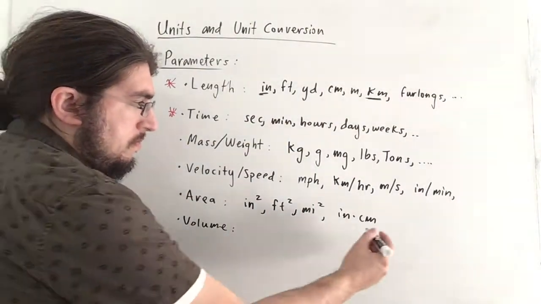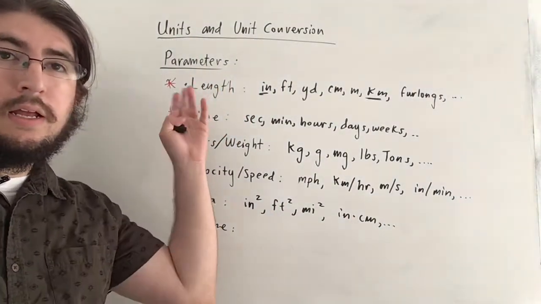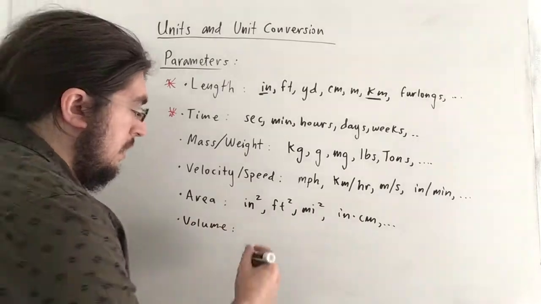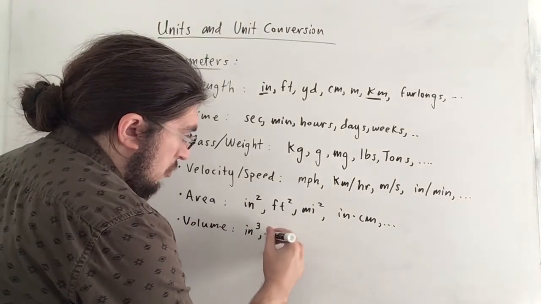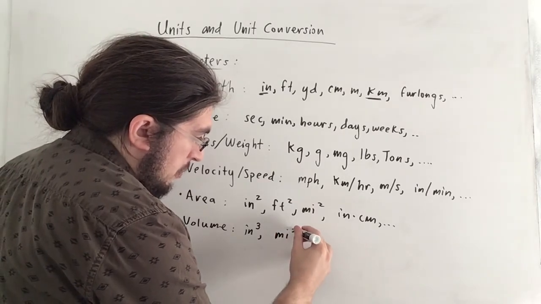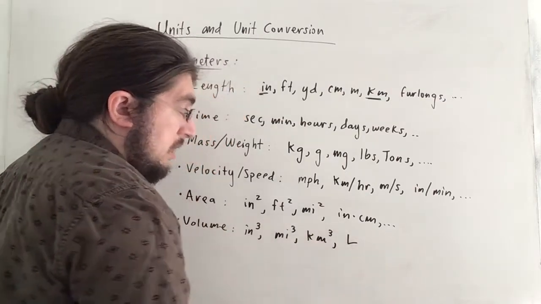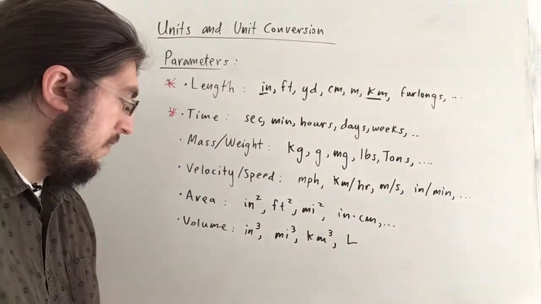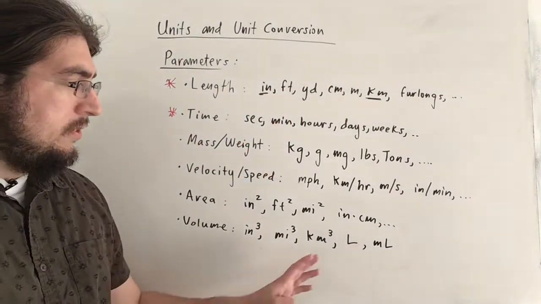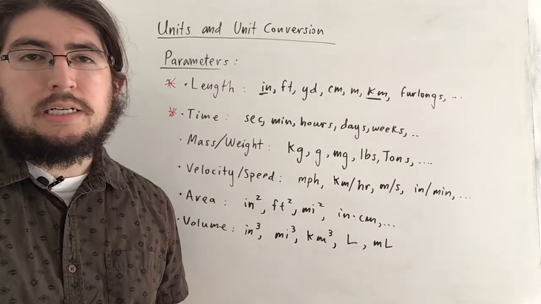And volume, much like for areas, would be multiplying length units, but it'd be 3 of them because volume is a 3-dimensional measurement. So here you can think of inches cubed. I guess you could do miles cubed, kilometers cubed, something like that. You can even do liters. Liters is another measurement of volume. Milliliters. As it turns out, there's a relationship between liters and centimeters cubed that we'll again discuss a little later.